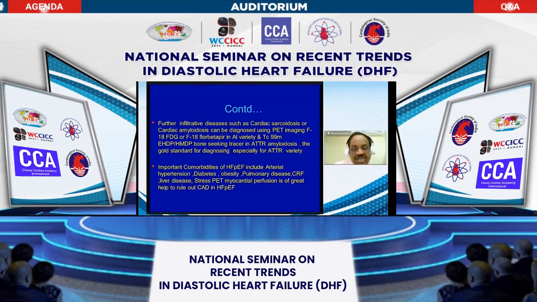Further, infiltrative diseases such as cardiac sarcoidosis or cardiac amyloidosis can be diagnosed using PET imaging, either with FDG or with florbetapir in the AL variety of amyloidosis, and technetium PYP, HEDP or HMDP, bone-seeking agents, in the ATTR variety of amyloidosis, the gold standard for diagnosing, especially for the ATTR variety.